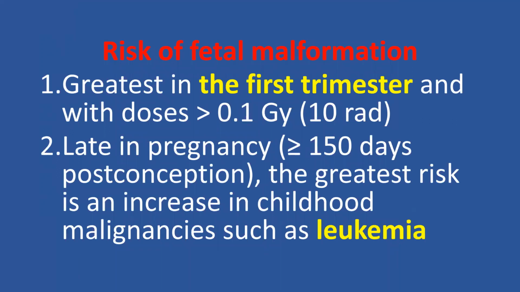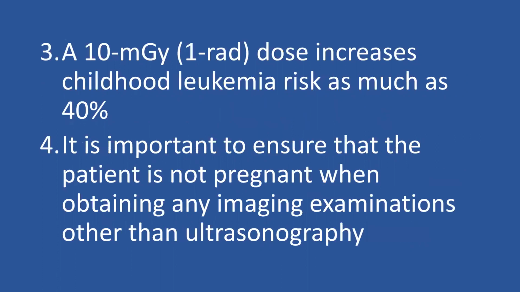What about fetal malformation? Consider this 1-year-old child who had a CT scan. The fetal effect is greatest in the first trimester with doses greater than 0.1 Gy, 10 rad. Late in pregnancy, greater than or equal to 150 days post-conception, the greatest risk is an increase in childhood malignancies such as leukemia. A 10 mGy, 1 rad dose increases childhood leukemia risk as much as 40%.